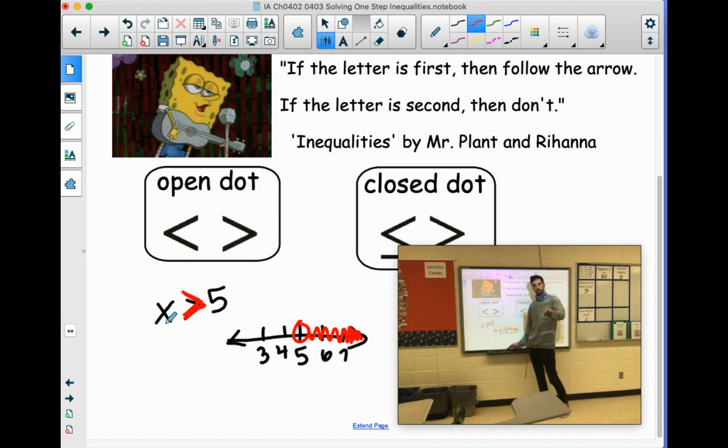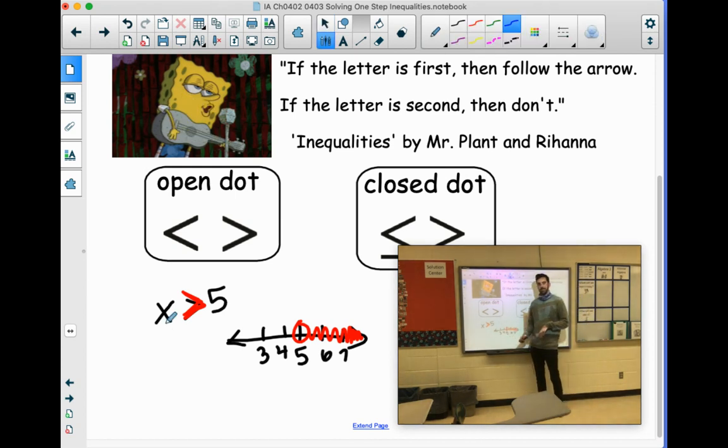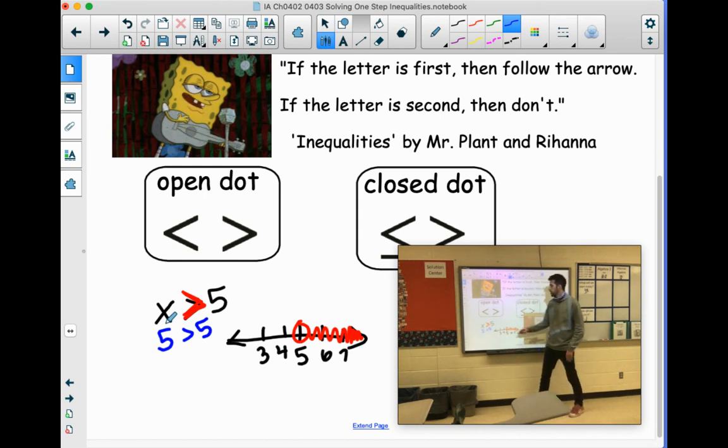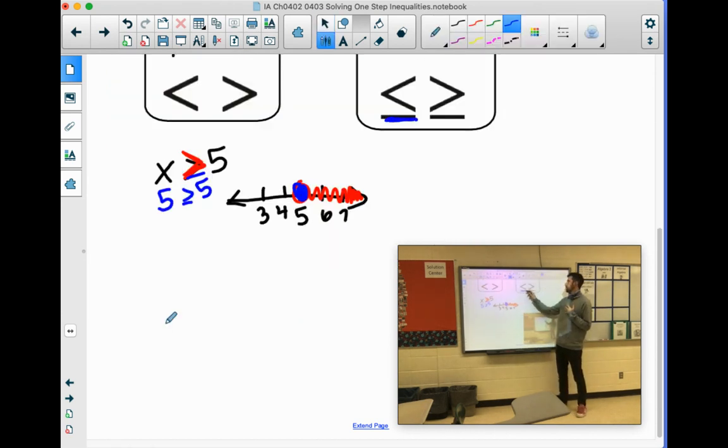And this is what we're going to practice all day. So if the letter's first, follow the arrow. Now the dot thing, the reason this is open is it's saying 5 is not part of that solution. Because you can't say that 5 is greater than 5. That's not true. But if it was x is greater than or equal to 5, then it would be filled in because 5 is included. Because you can say that 5 is greater than or equal to 5. That is true. So my thing is, if they use the extra ink to do the or equal to's, then you got to use the extra ink to fill in your dot, okay?